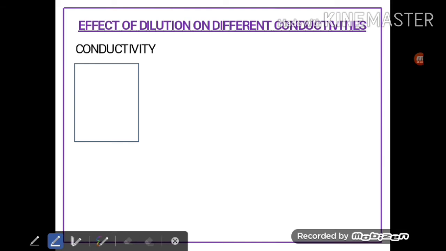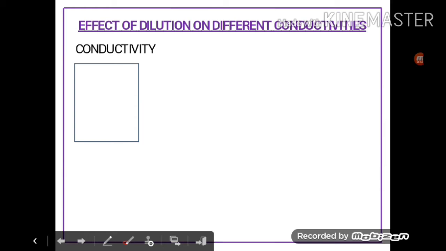So now see, what will be the effect of dilution on conductivities? Dilution means now we are going to add water. Dilution means not only water. In case of aqueous solution we will add water, but in case of another solvent, dilution means addition of more solvent. So what will be the effect if we add some more solvent into the solution?